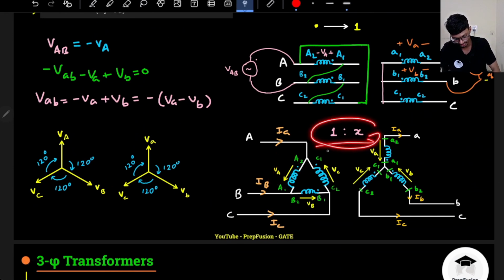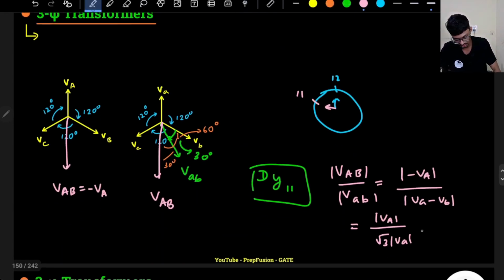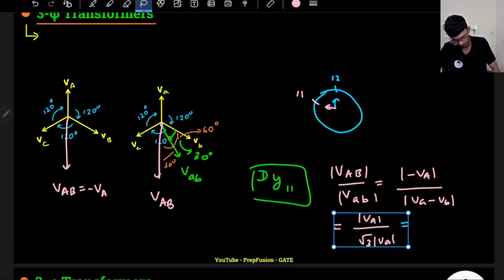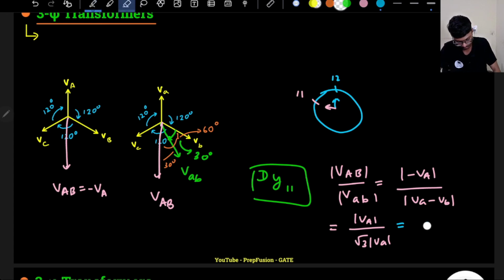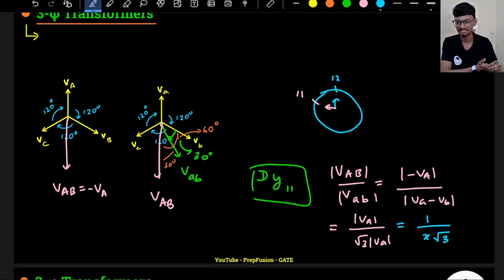Basically what is the ratio? Capital VA upon small VA is 1 by x, so this will actually be 1 by x root 3. Okay, you don't need to remember this, I'm just telling you how you can understand it. I hope all the connections are clear now, crystal clear, and there is no doubt. This question will only come in 3-phase, trust me. We will solve the questions in the next lecture, and you will see the questions are so simple and easy.